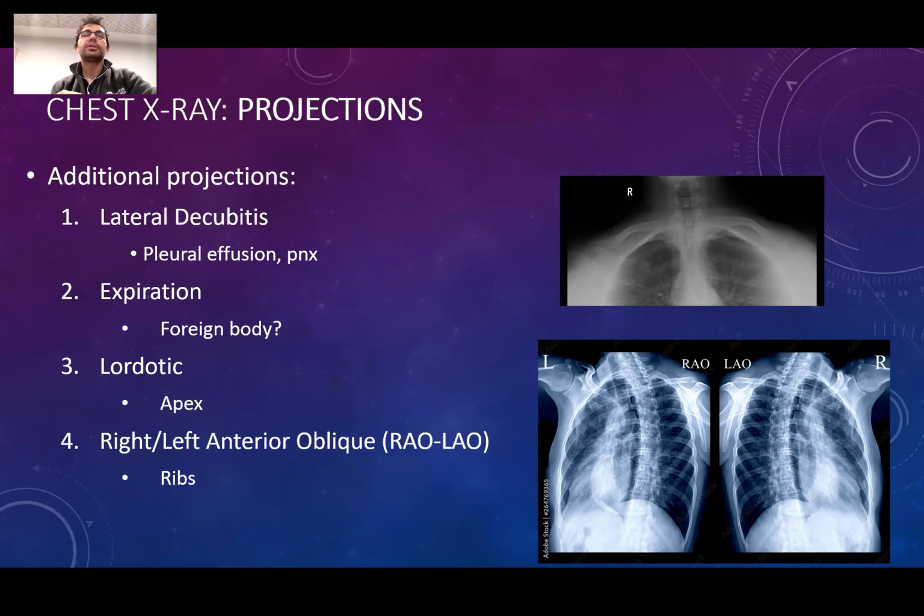Also, there are other very uncommonly used projections like the lateral decubitus position. You can see the pleural effusion much better, of course, when you lay the patient sideways. But in my 10 years of radiology practice, I never reported a lateral decubitus lung X-ray. Let's put it that way.